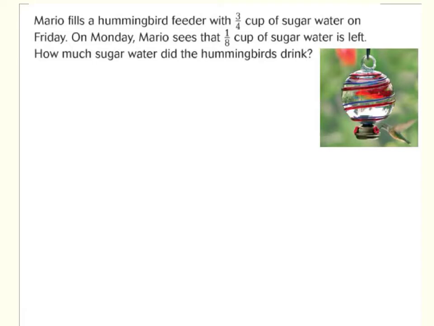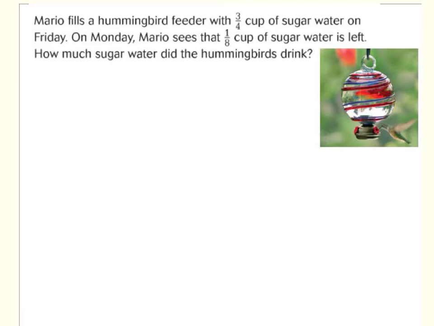Mario fills a hummingbird feeder with 3/4 cup of sugar water on Friday. On Monday, Mario sees that 1/8 cup of sugar water is left. How much sugar water did the hummingbirds drink? The first thing I should ask myself is, will this be an addition question or a subtraction question?